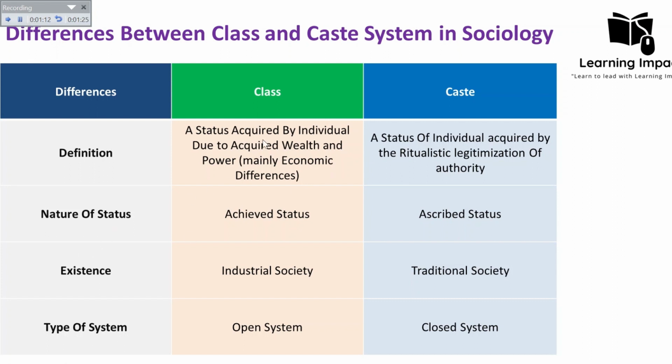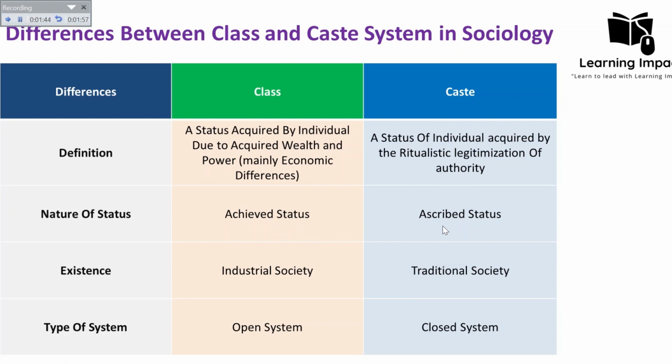So the nature of status, in case of the class, as we discussed, is a status which is acquired by individuals, so it is based on achieved status. As it is based on achieved status, it can be changed, it is flexible. An individual can change their status from the middle class and jump to the upper class by accumulating more and more wealth and power. By closing the gap of the economic differences between individuals, a person can change the status. So it is based on achieved status.